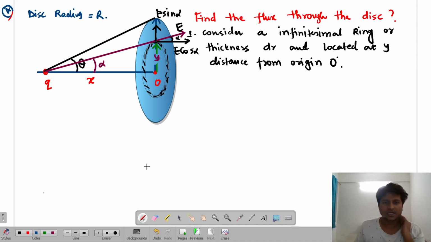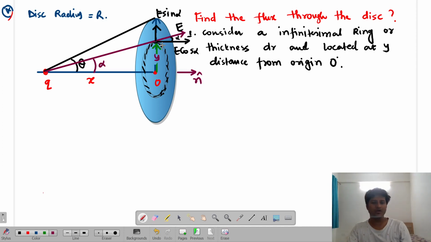Okay, first thing understand which component will create the flux, E sin alpha or E cos alpha. Srishti, are you here? E cos alpha. Yes, because the normal is along this direction only, isn't it? And the E sin alpha component is perpendicular to the normal. So therefore, the flux due to E sin alpha is zero. So I have to calculate due to E cos alpha.